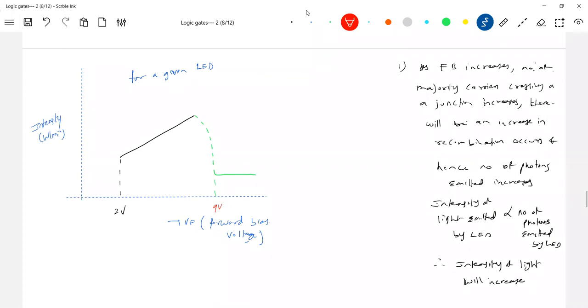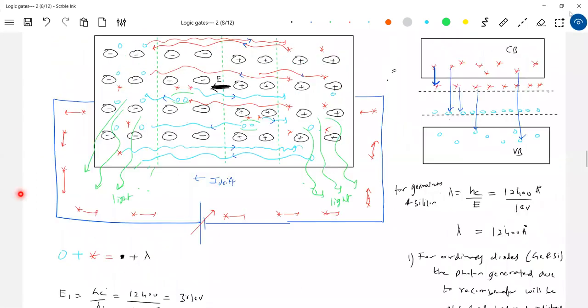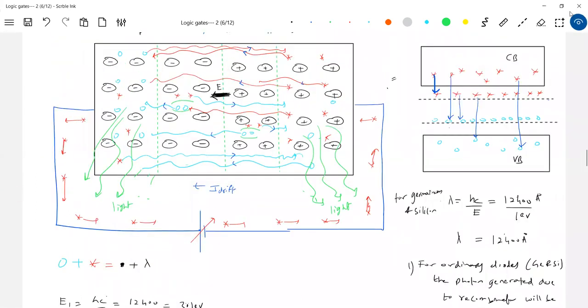Now, what should be the reason? It increases but then remains constant. So how come here the forward voltage increases and intensity increases, and here nothing? Now what is the reason for that? As we increase forward bias further, what happens to the number of majority carriers crossing? The number crossing will increase, and at the same time, what will happen to the speed with which majority carriers are moving?